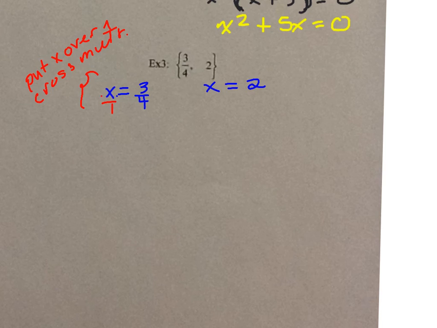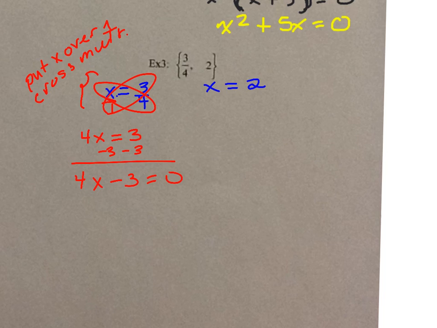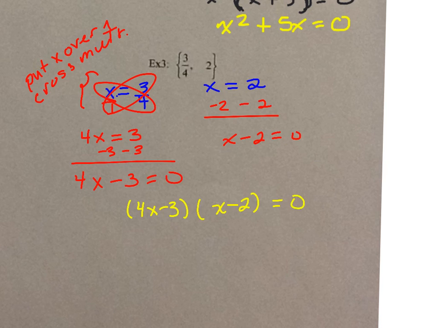So we have 4 times x here is 4x equals, when you cross multiply, 3 times 1 is 3. Now we can set them equal to 0. That's the next step. So minus 3, 4x minus 3 equals 0. On the right side, minus 2, x minus 2 equals 0. Now, these are my factors, right? So I'm going to take these and put them in parentheses. 4x minus 3 times x minus 2. Make sure it's still equal to 0.